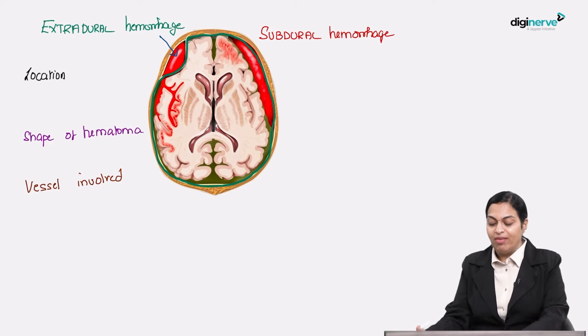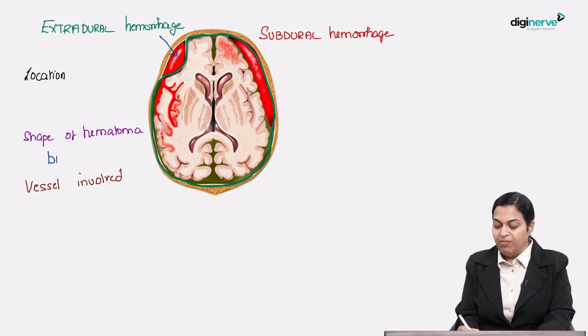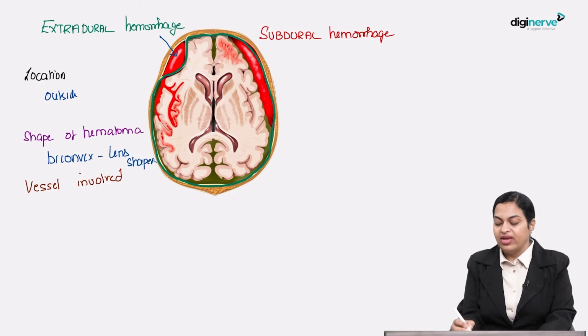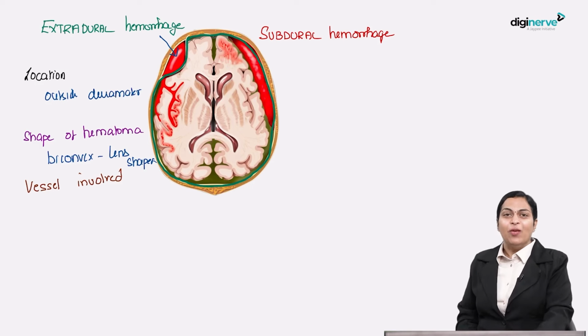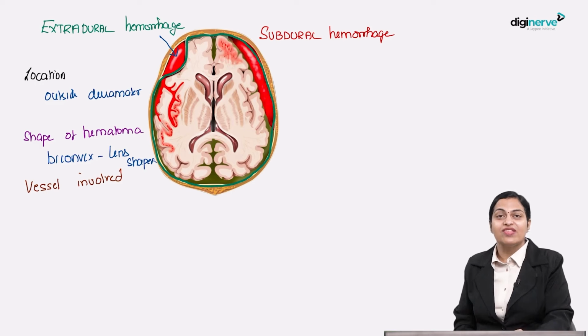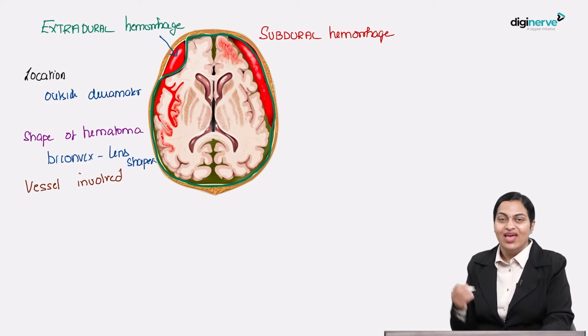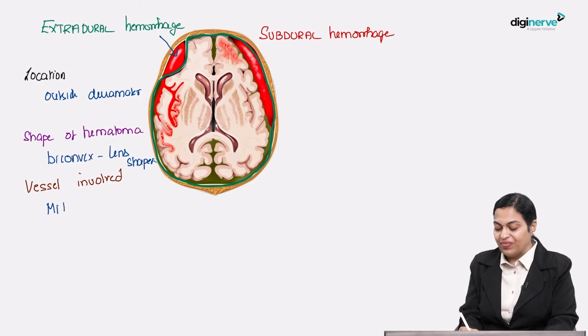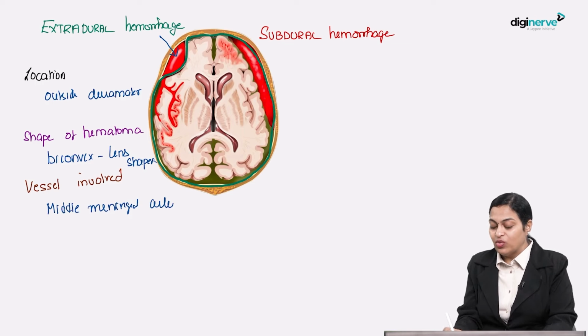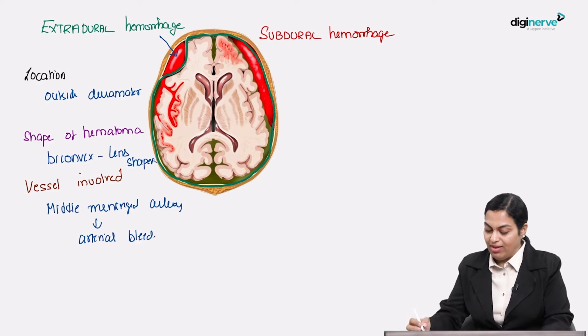And what is the shape of the hematoma here? It is biconvex lens shaped, right? The location is, it lies outside the dura mater, right? And rupture of which vessel causes this extradural hemorrhage? Any idea? It's the middle meningeal artery, right? The rupture of the middle meningeal artery related to the pterion. Yes, so it's going to be an arterial bleed in case of extradural hemorrhage.